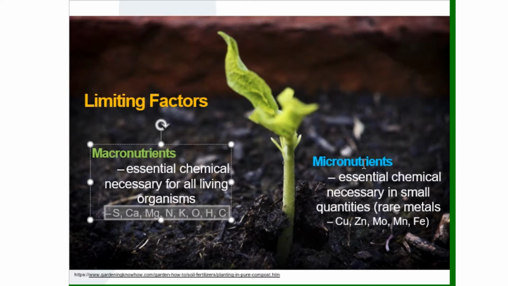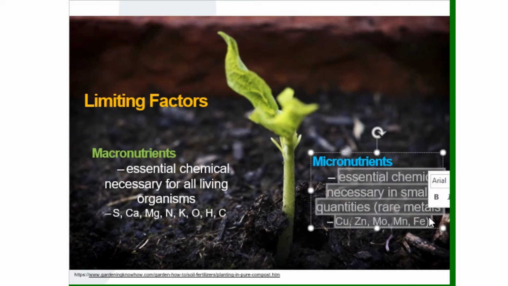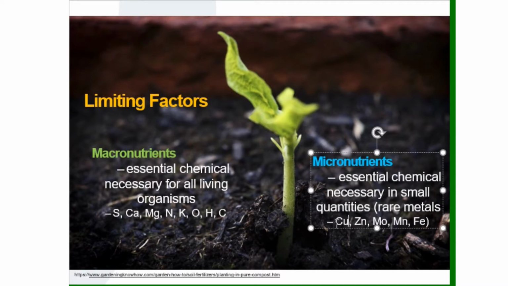In the same manner, micronutrients are essential chemicals necessary in small quantities, and they are an example of rare metals. So in order for plants to grow and develop, they need this type of nutrients in just a small quantity or small amount.